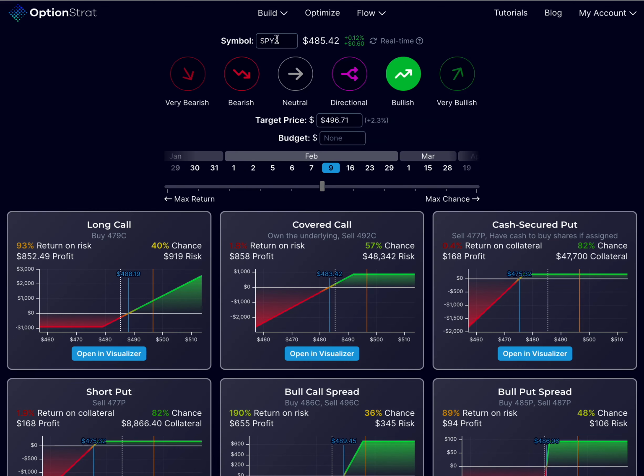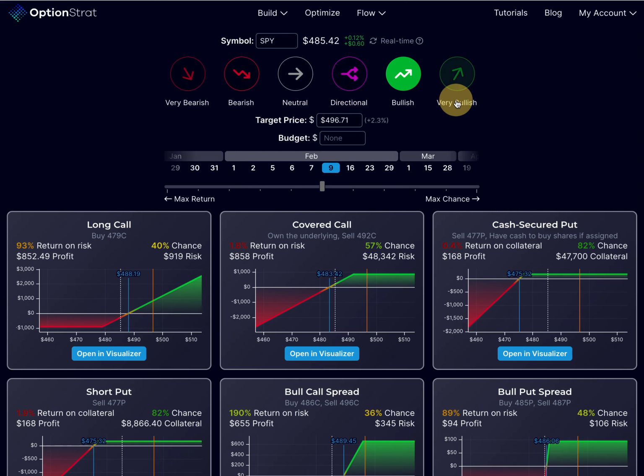So we enter our symbol, and this tells us where it's currently trading, and if you're in the paid version, you will be real time. If you are not in the paid version, you're going to have slightly delayed quotes. From here, we can select our premise for the trade. Am I very bearish, neutral, directional? I'll circle back to that in a second.